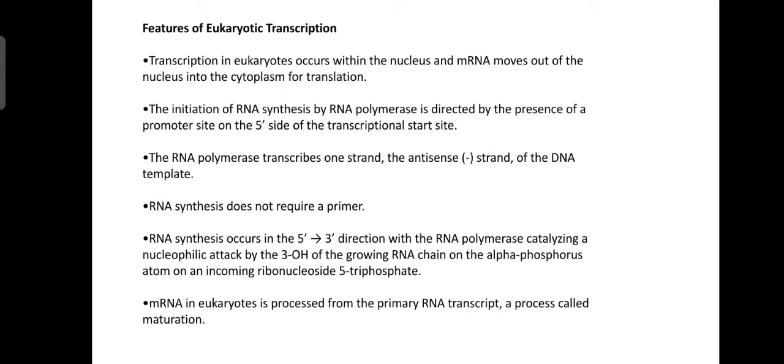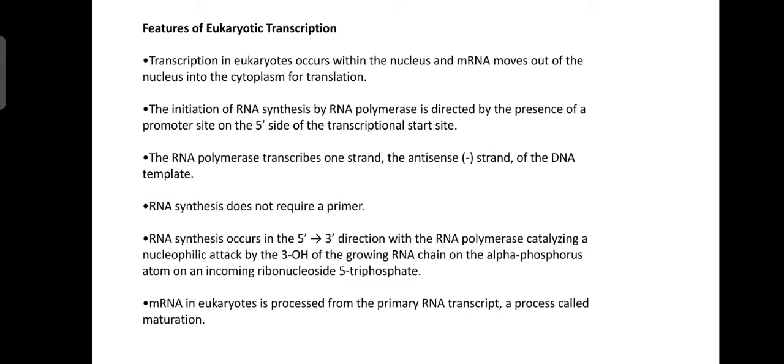mRNA in eukaryotes is processed from a primary RNA transcript. From DNA, the information copied to the RNA is called the primary RNA transcript. Then the mRNA becomes mature from this primary RNA transcript. The process by which the mRNA gets matured from the primary RNA transcript is called maturation. These are the features of eukaryotic transcription. I hope you understand.